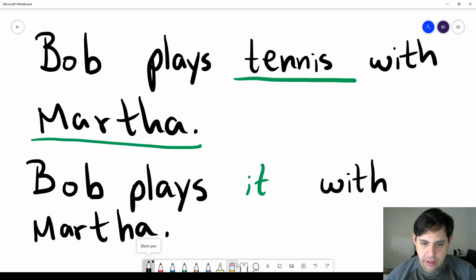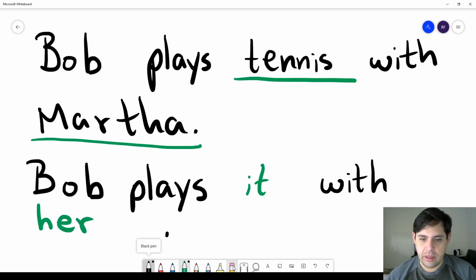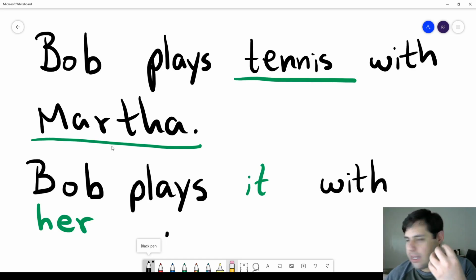So we can actually put, so Martha's a girl. So Bob plays it with her. Okay? It's all about identifying what is the object. And when we know what is the object, we just need to ask ourselves, is it singular or plural? Is it a boy? Is it a girl? Is it us? Is it you? Okay?